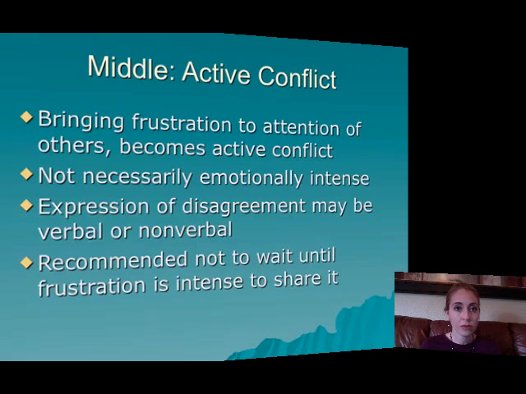Okay? So now we go to middle. Sorry, I don't know how those got out of order. So middle, active conflict, not necessarily emotionally intense, expression of disagreement, maybe verbal or nonverbal, and then make sure that you communicate it early on. Don't wait until it gets out of control.